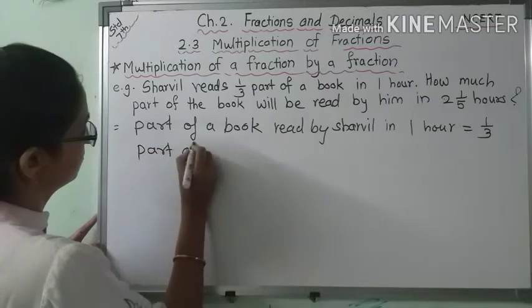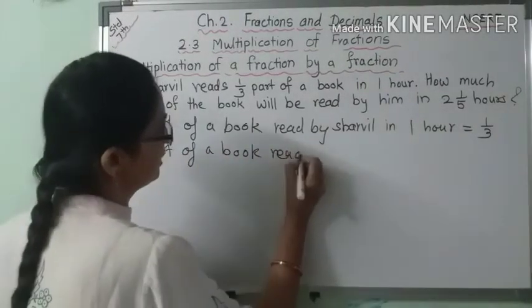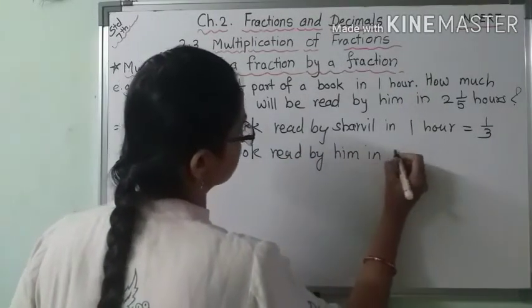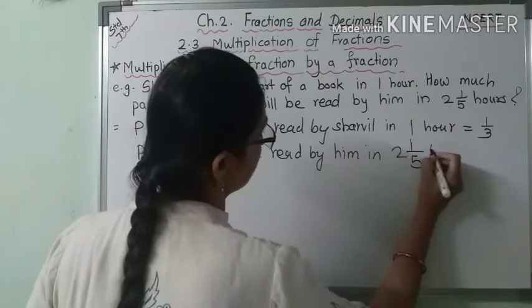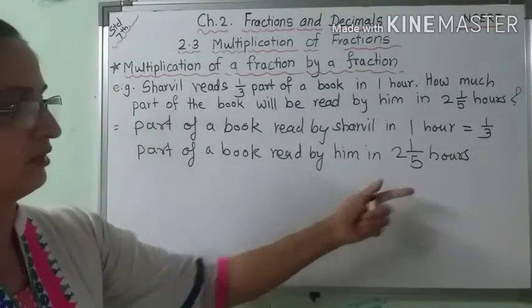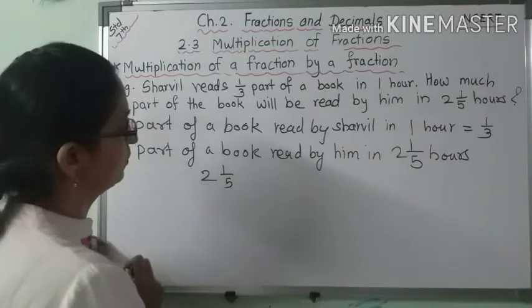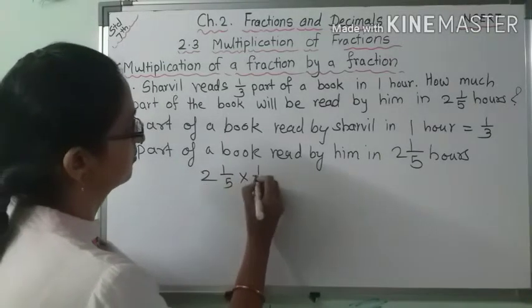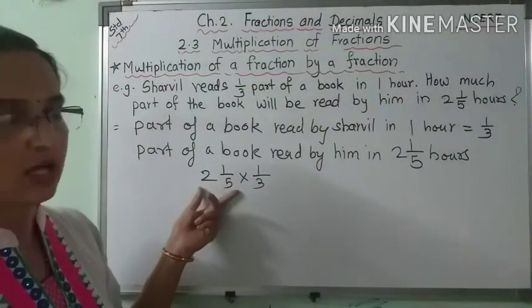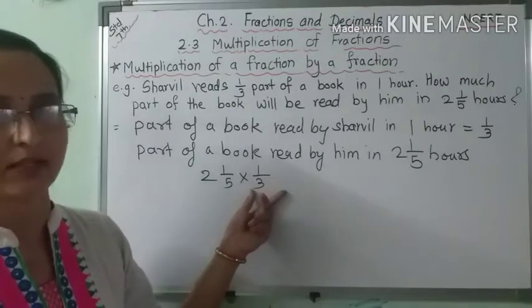Part of a book read by him in 2 and 1/5 hours. So how to find that out? We have to multiply 2 and 1/5 by this 1/3, the number of hours and the part of a book read in 1 hour.